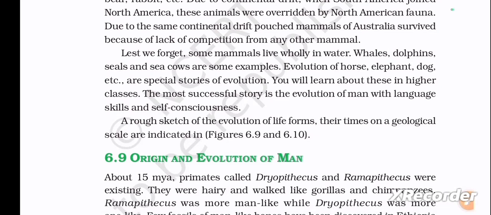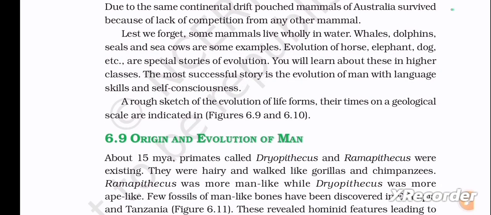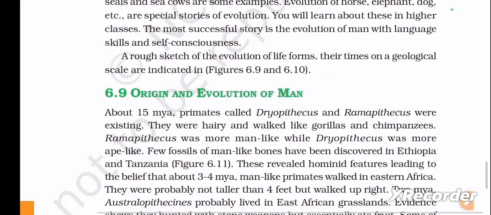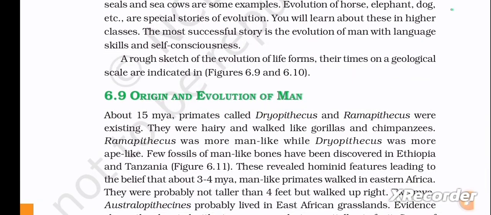Let's not forget, some mammals live wholly in water. Whales, dolphins, seals, and sea cows are some examples. Evolution of horse, elephant, dog, etc. are special stories of evolution. You will learn about these in higher classes. The most successful story is the evolution of man with language skills and self consciousness.